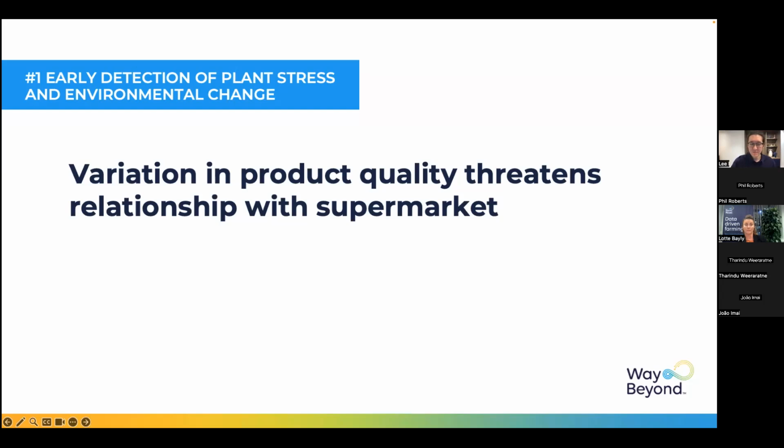consistency. As I mentioned before, this grower that we're going to talk about now had complaints from their supermarket regarding the poor shelf life of their product. The supermarket was concerned as a substantial amount of the product being sent to them had a noticeably shorter shelf life than the rest of the product.